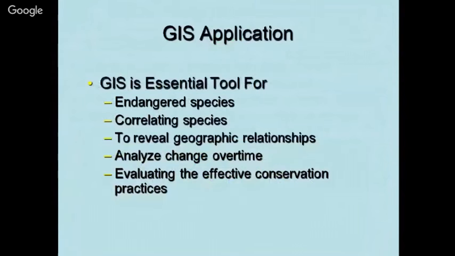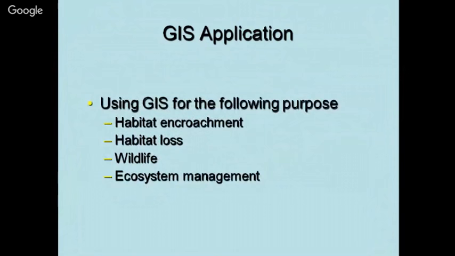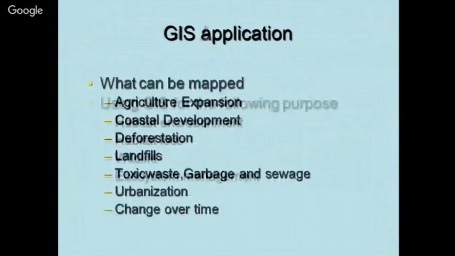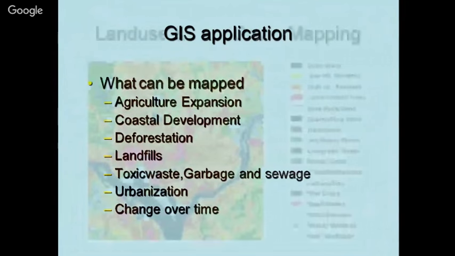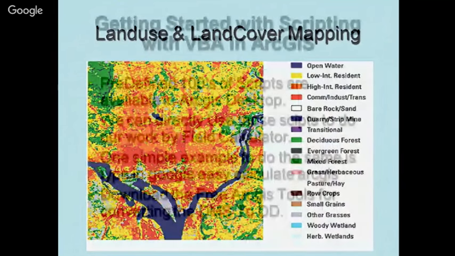These days, GIS applications: endangered species, correlating species, geographic relationships, analyze change over time, effective conservation practices, habitat encroachment, habitat loss, wildlife, ecosystem management, agriculture expansion, coastal development, deforestation, landfills, toxic garbage and sewage, urbanization, change over time. You can even prepare a land use land cover map. If somebody is well versed with Python scripts, you can write a Python script over it also.